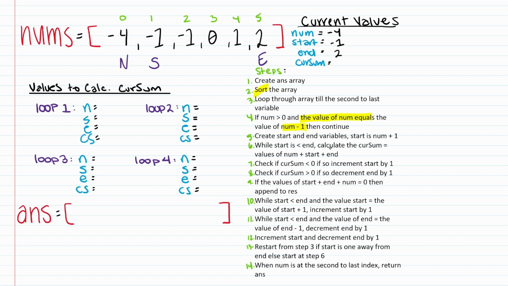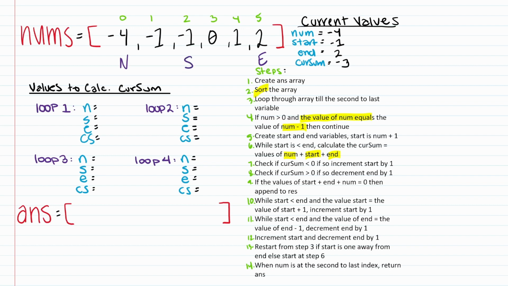While start is less than end, calculate the current sum, which is going to be equal to the values of num plus start plus end. So currently, our num plus start plus end is going to be -4, -1, and 2, which is just going to be -3. Next, we're going to check if current sum is less than 0. If so, increment start by 1. So right now, is our current sum less than 0? Yes. So we're going to take our start and increment it by 1.